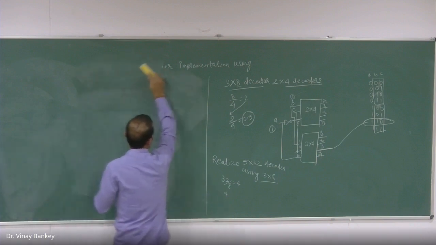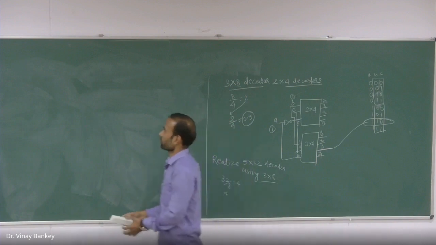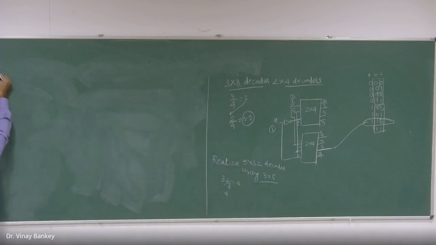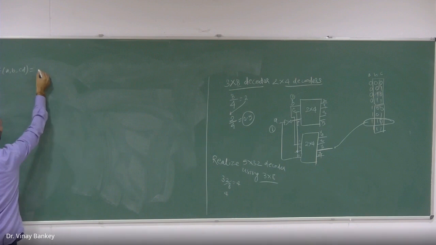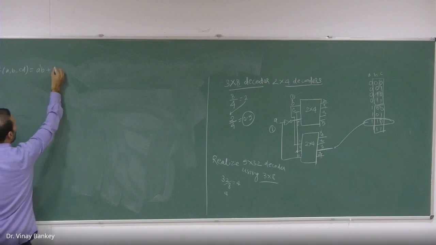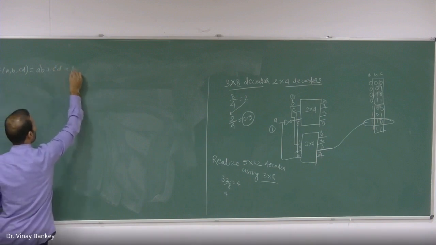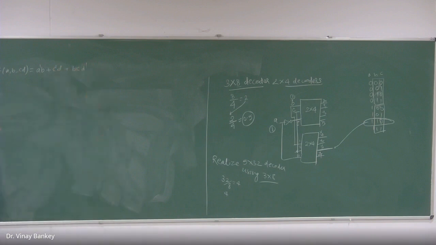Now we will solve one question. I will give you one Boolean function F, there are 4 variables A, B, C, D, and it is given in this form: A bar B plus C bar D plus B C D bar. So you need to implement this Boolean function. The question is: implement this Boolean function using a decoder.